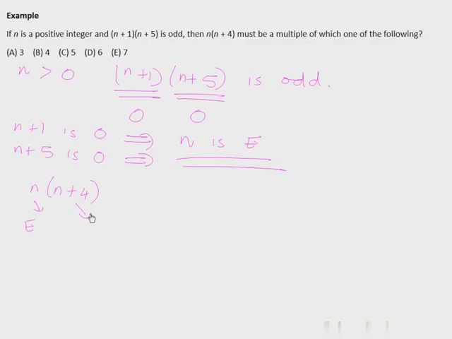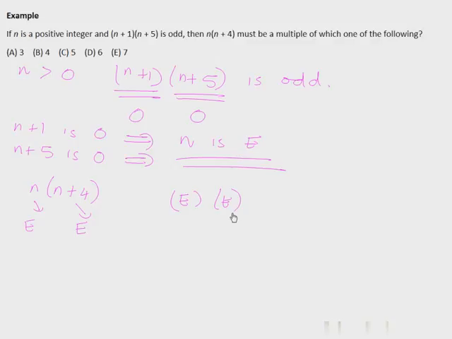Adding 4 to an even number is adding an even number to an even number. Even plus even is even. So n plus 4 is also even. So here I have a product of two even numbers. Which of the following is it divisible by? That is, it must be a multiple of which of the following?